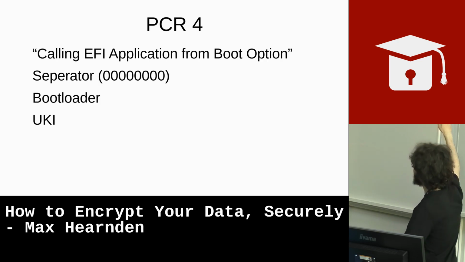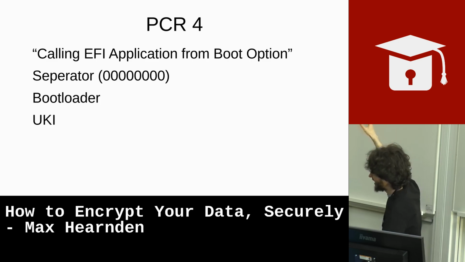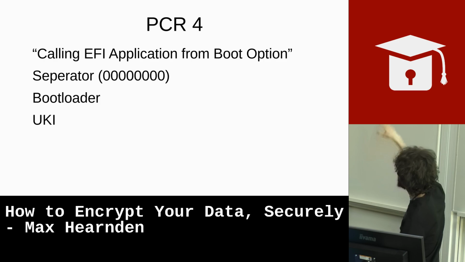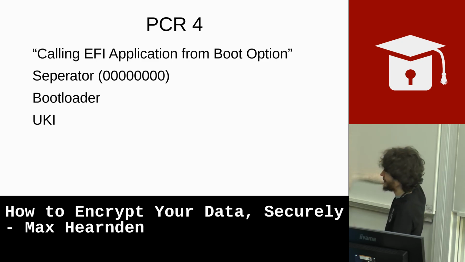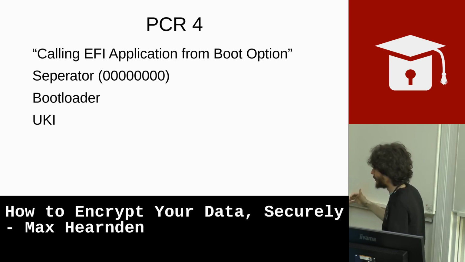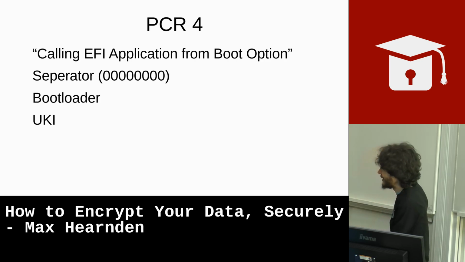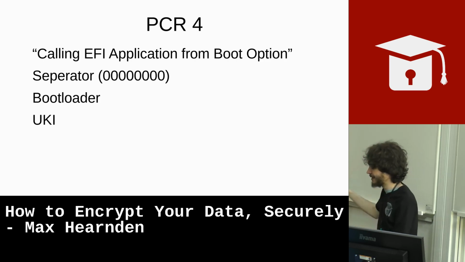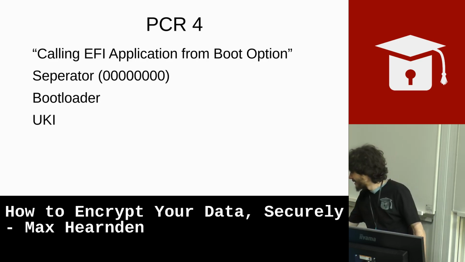PCR4 has 4 events that we're interested in. Calling the EFI application from the boot option: that string itself is hashed and used to extend PCR4. Then we have a separator, which is 4 null bytes, and then the bootloader, which hashes the whole image, and that's used to extend the PCRs. Then the unified kernel image, similar to the bootloader, is used to extend the configuration register.